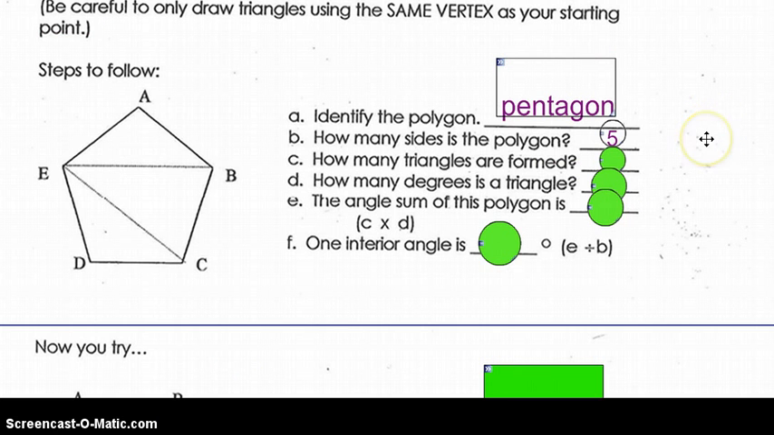How many triangles are formed? So now you're going to count your triangles. This one has 3. How many degrees is a triangle? That's what we've been talking about this week. There are 180 degrees.